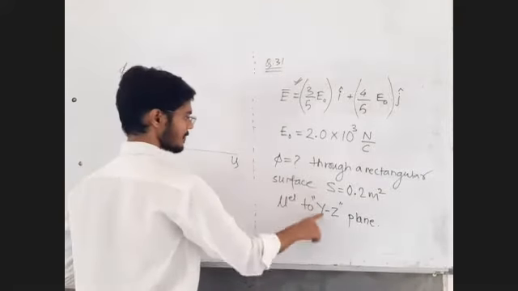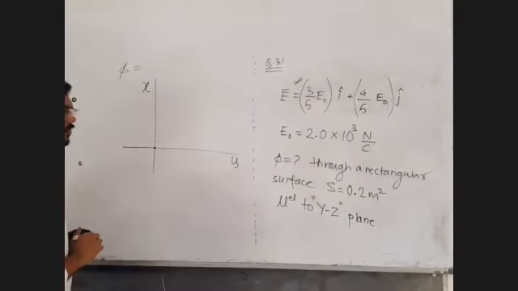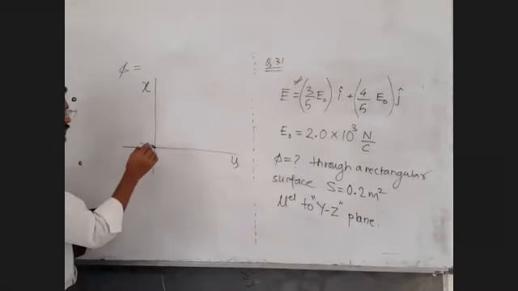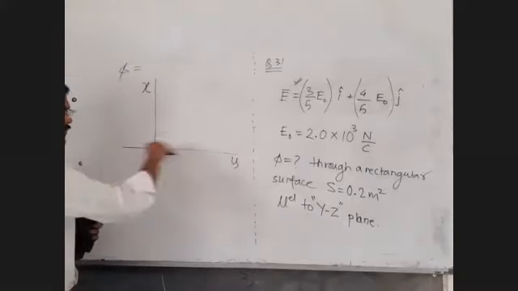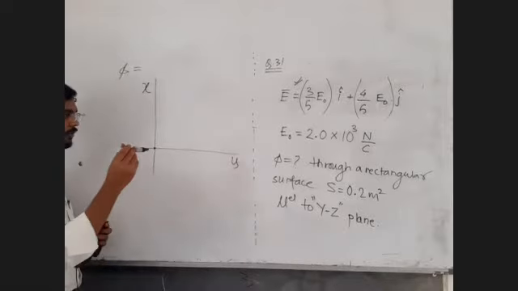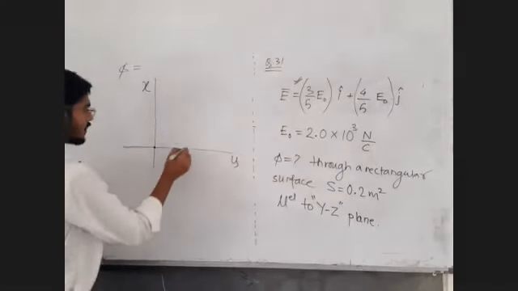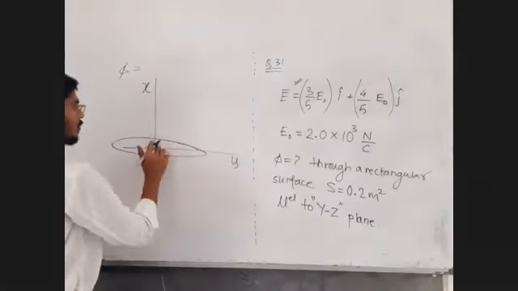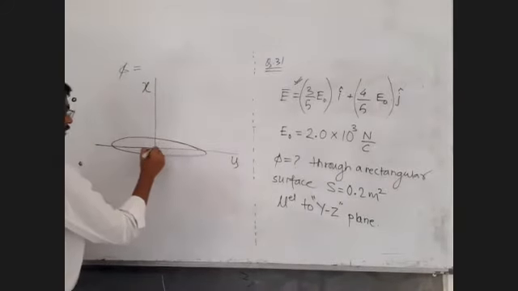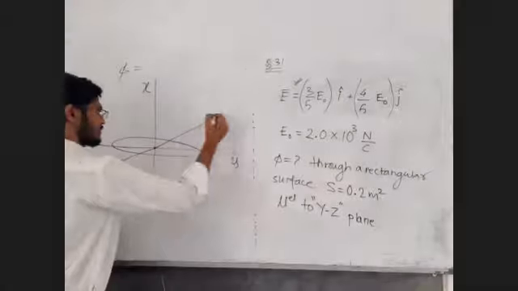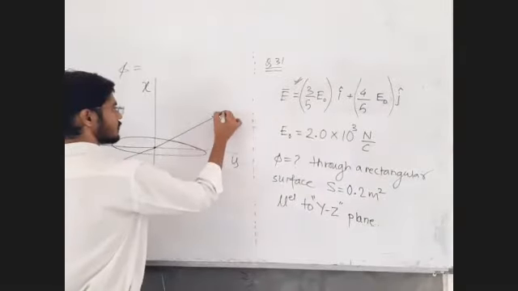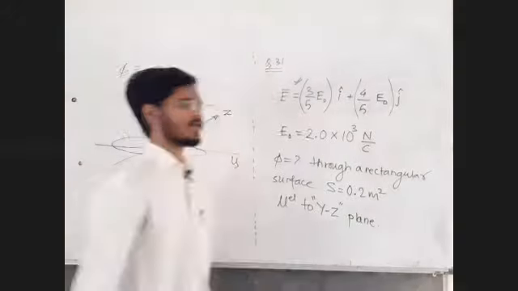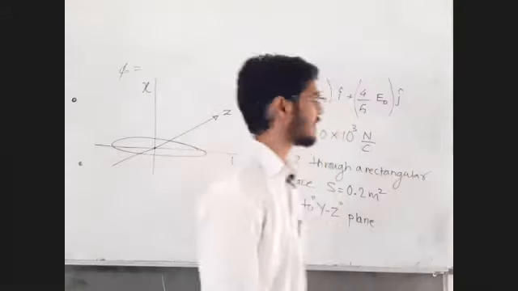Given surface is parallel to YZ plane. So Z is going inside. Y is left right. Left right direction is Y. Inside outside direction is Z. So our surface area is something like this, which is in the YZ plane. Now let me draw Z like this, three-dimensional imagination. This is our Z. So our area is lying in YZ plane or it is parallel to YZ plane.